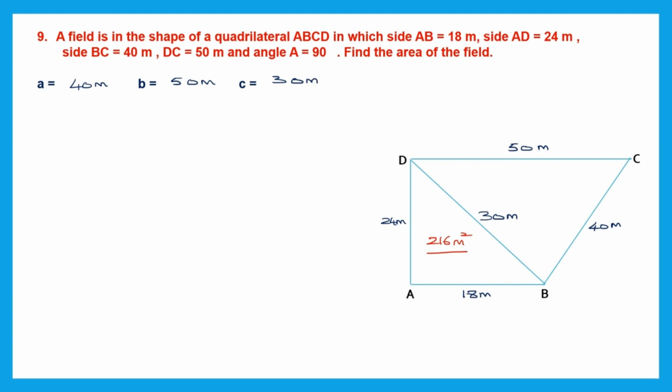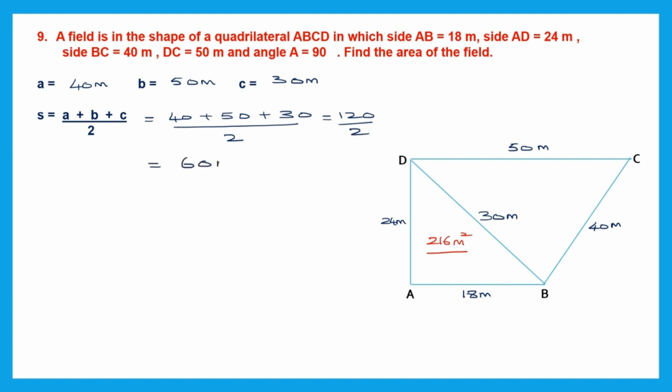Now we can find the semi-perimeter. So the semi-perimeter is A plus B plus C divided by 2. So that is 40 plus 50 plus 30 divided by 2. So 40 plus 50 is 90. 90 plus 30 is 120. So this is 120 by 2. That means the semi-perimeter is 60 meters. Because here we can cancel this and we can get 60. So the semi-perimeter S is 60 meters.